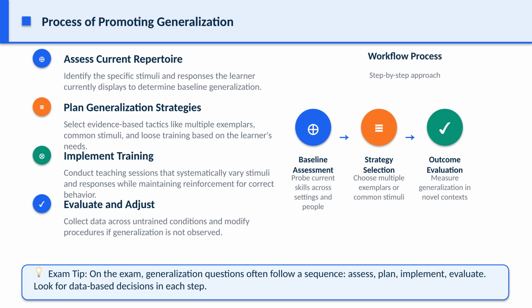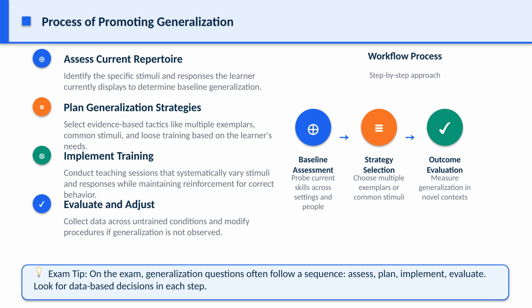pinpointing which stimuli and responses the learner already generalizes, which establishes a baseline for intervention. Next, you plan strategies by selecting evidence-based tactics, such as multiple exemplars, common stimuli, or loose training, tailored to the learner's unique needs and context.